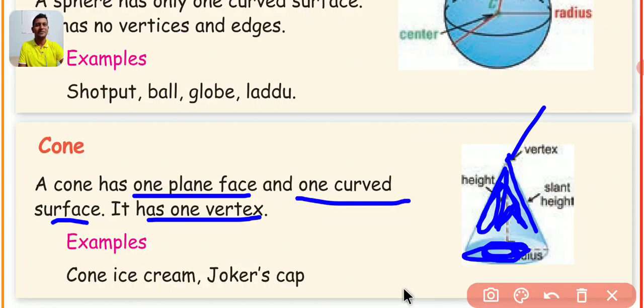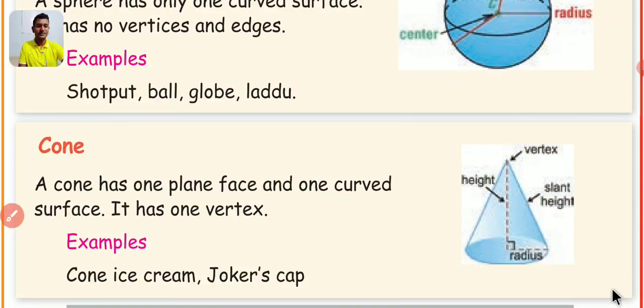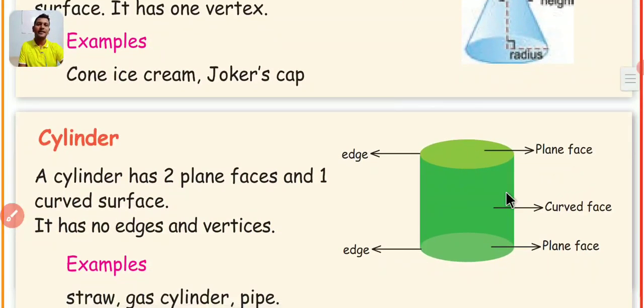Okay, the Joker's cap they are wearing on the head, that is called a Joker's cap. Next, cylinder. A cylinder has two plane faces.